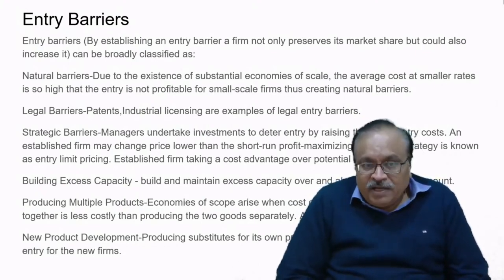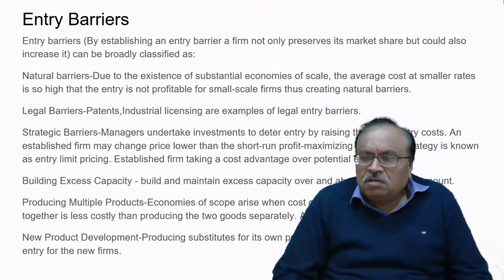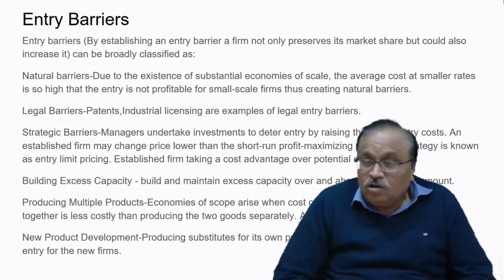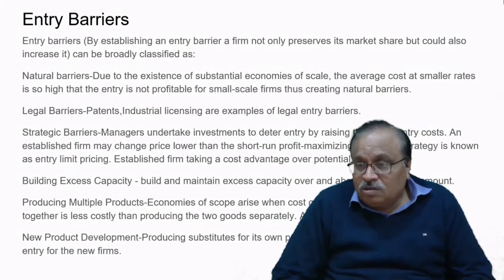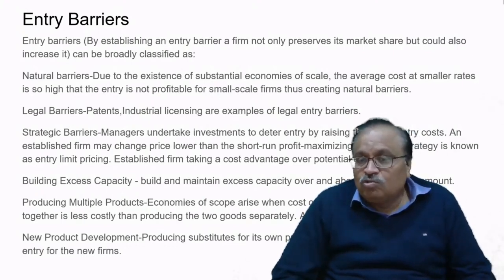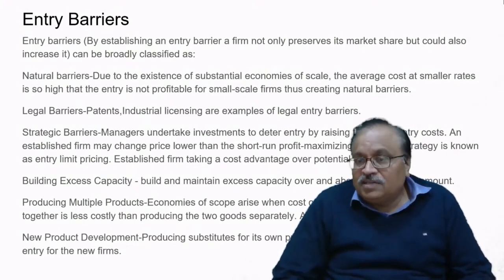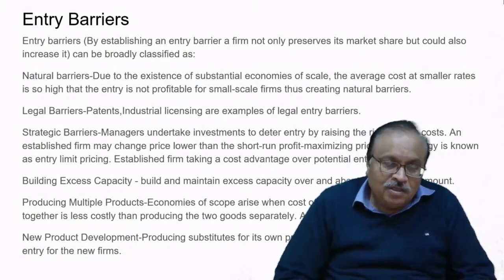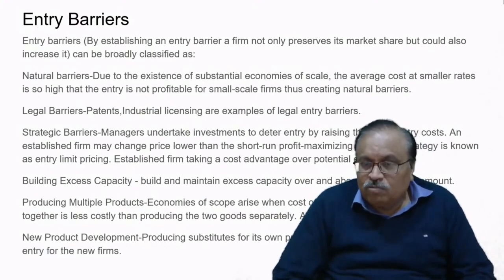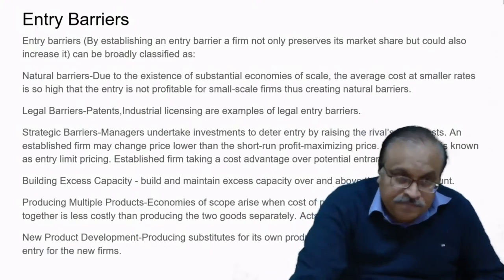Building excess capacity is another entry barrier. That is, build and maintain excess capacity over and above the required amount. Then producing multiple products. Economies of scope arise when producing two or more goods together is less costly than producing the two goods separately. So economies of scope act as an entry deterrent for new firms. Then new product development. Producing substitutes for its own product in the market can discourage the entry of new firms.